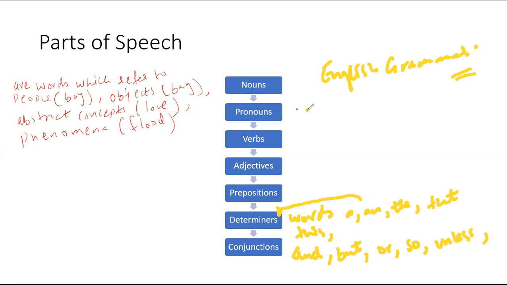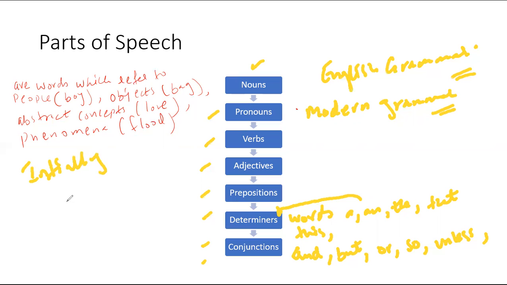But the modern grammar is pretty much interested in knowing how these words are combined to produce meaningful sentences. And the first thing which you really need to understand is that they are combined initially as phrases, and then when they are put together, right, we are able to have a sentence. So we are able to write sentences. Now, how this happens, let's talk about that.